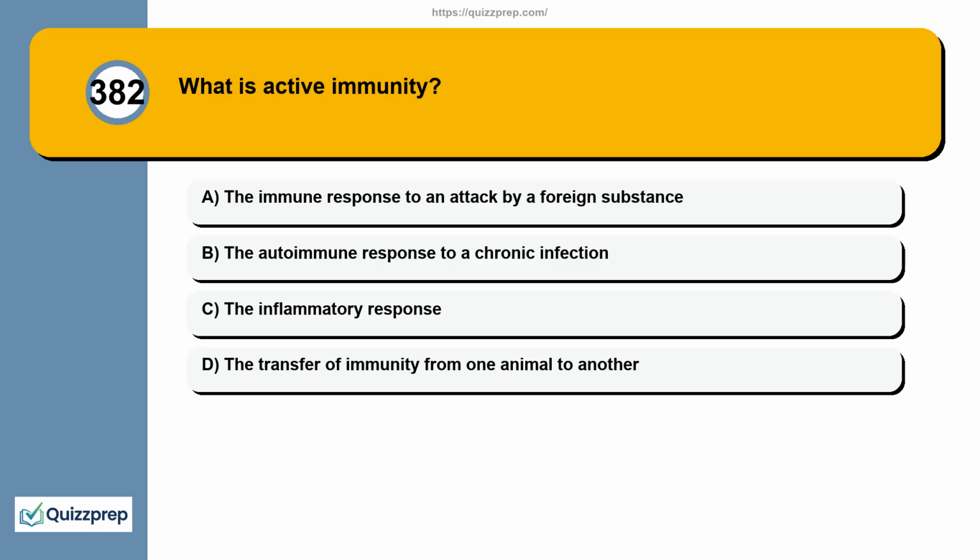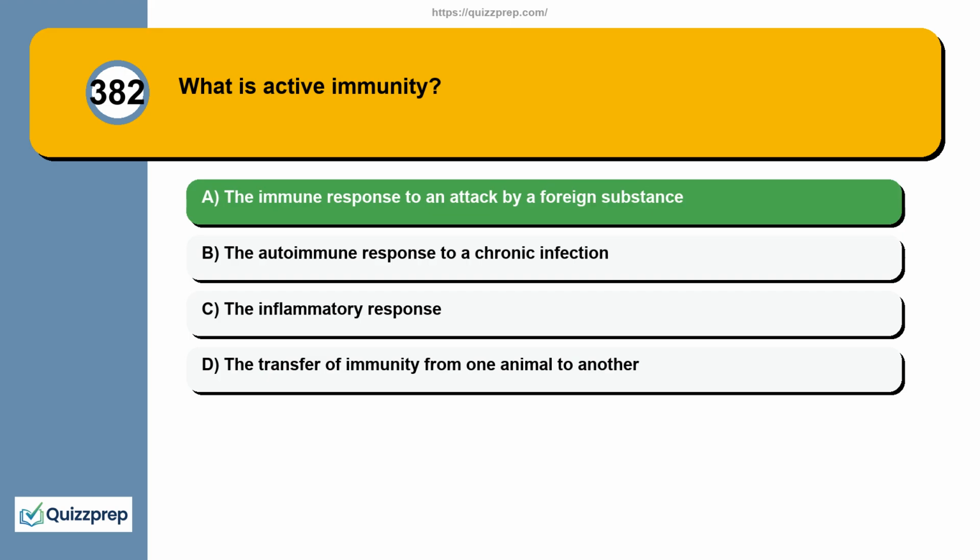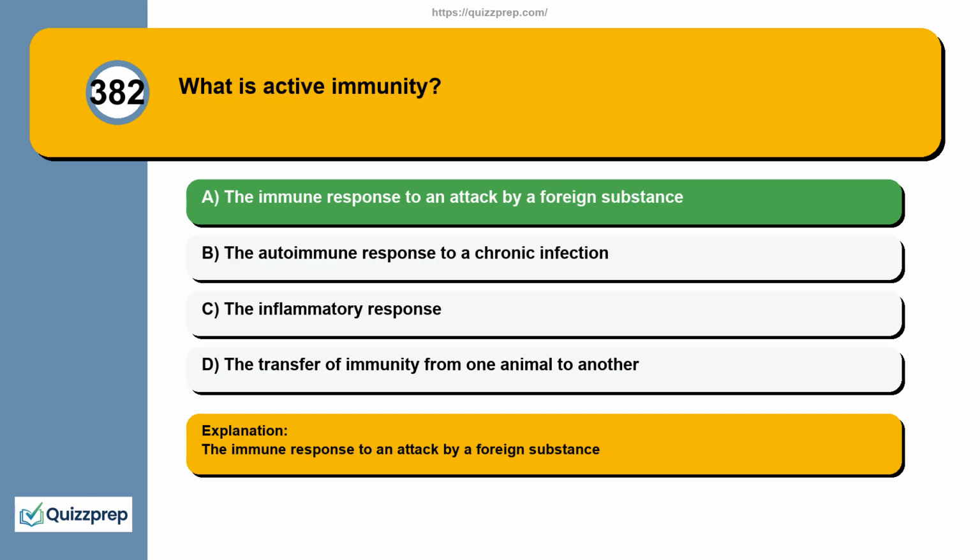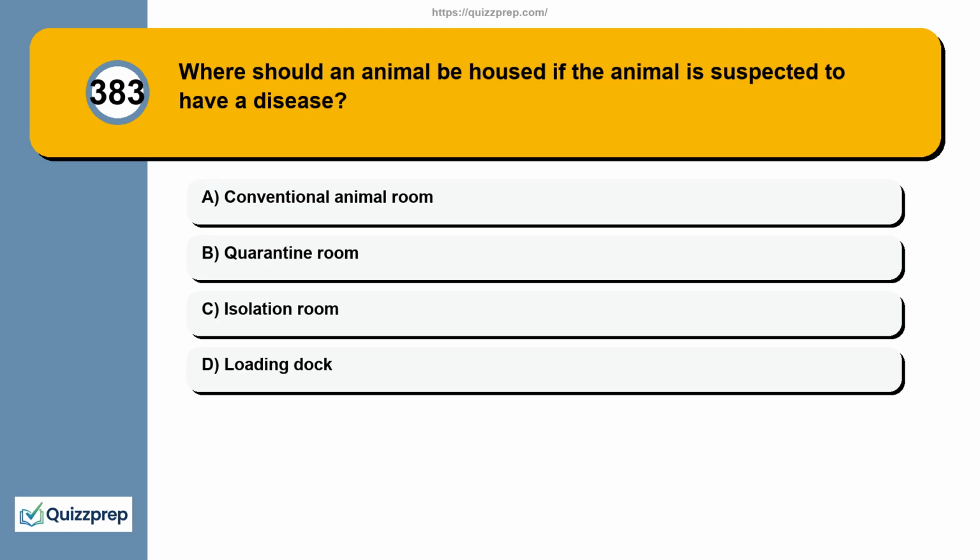Option A, the immune response to an attack by a foreign substance. Option B, the autoimmune response to a chronic infection. Option C, the inflammatory response. Option D, the transfer of immunity from one animal to another. The correct answer is option A, the immune response to an attack by a foreign substance. Question 383. Where should an animal be housed if the animal is suspected to have a disease?